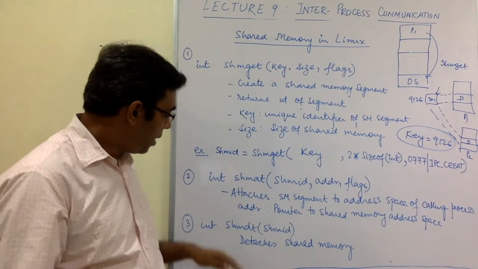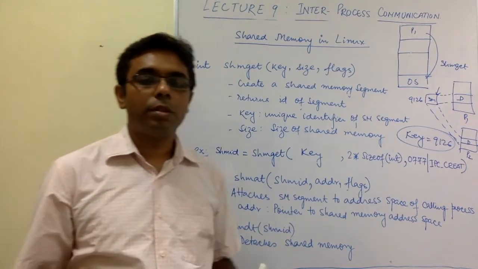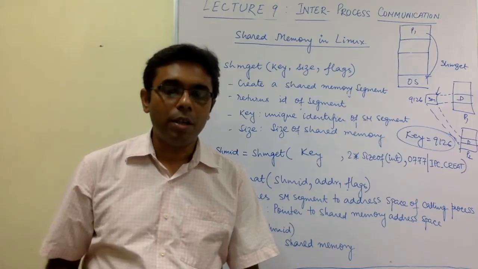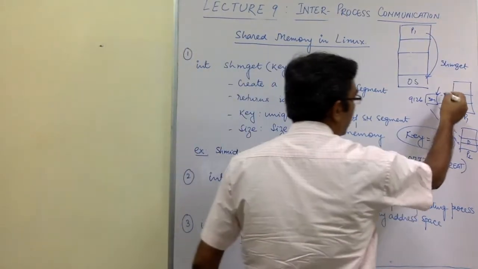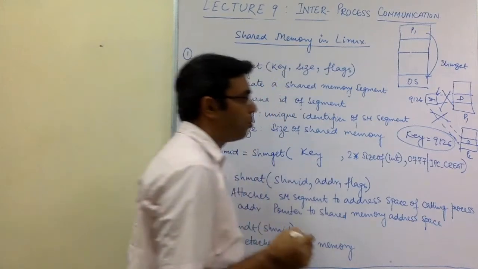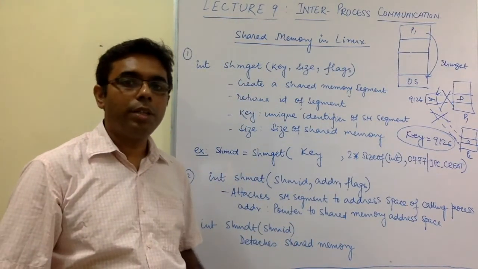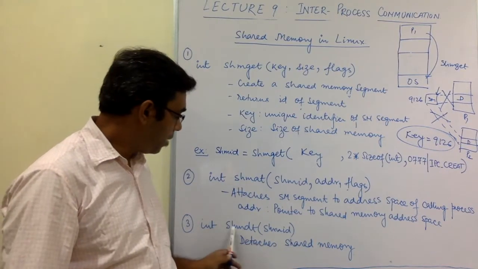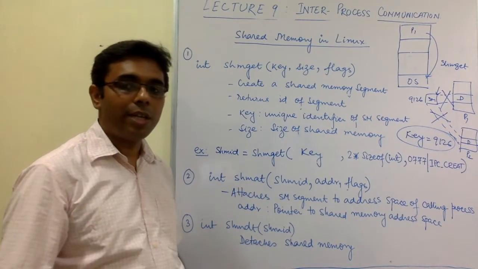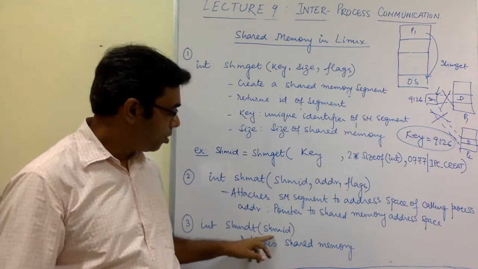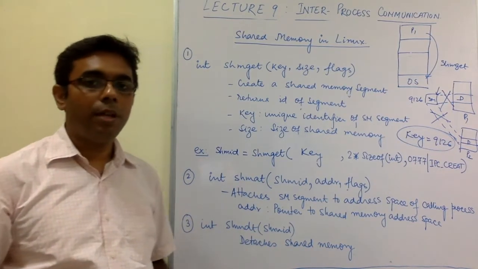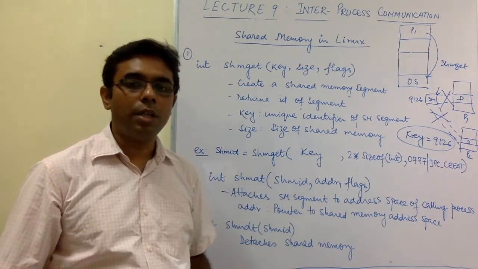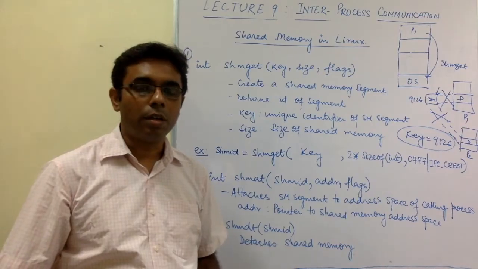shmat. And finally, when you are done working with the shared memory segment, you need to detach it from the address spaces of both processes. In that case, the only thing that needs to be passed is the shared memory ID, and we will be making use of the system call shmdt, which detaches the shared memory from both the processes. So these are the three system calls that we use in Linux in order to work with shared memory.